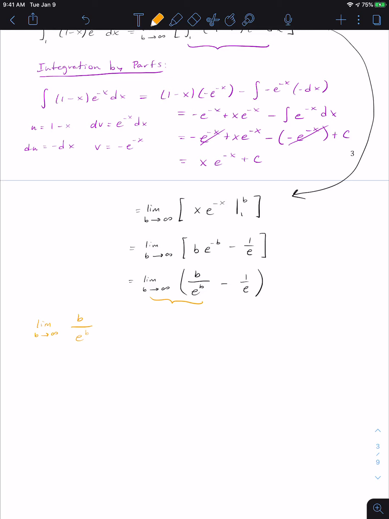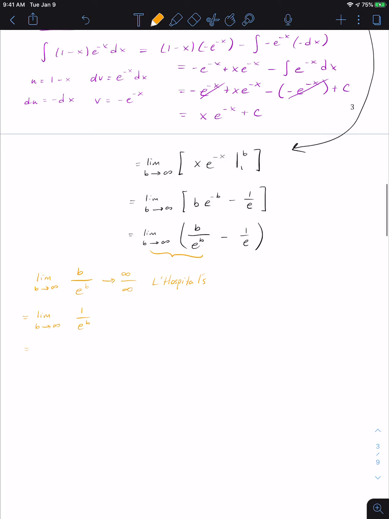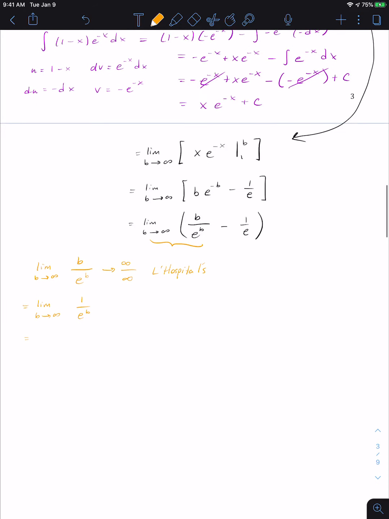So I notice if I plug in infinity, I end up getting infinity over infinity, which means I use L'Hopital's. So what do I do? I take the derivative of the top and bottom. The derivative of b with respect to b, here b is my variable, is going to be 1, and the derivative of e to the b is e to the b. So now when I look at the limit, my denominator gets really, really big when I put infinity in there. So 1 over a really big number goes to 0. So that limit is 0.